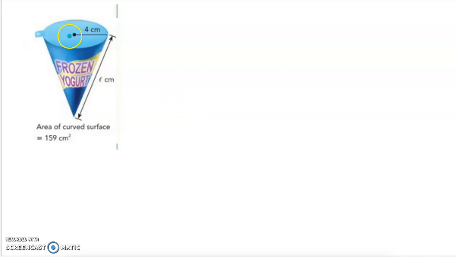So this one, notice I have a radius of 4, but I don't know the slant height, but they give me the area of the curved surface. So again, in our formula here, pi r squared plus pi rl, I'm looking for the slant height, and they give us the area of the curved surface. They don't give us the area of the total cone, just the curved surface.